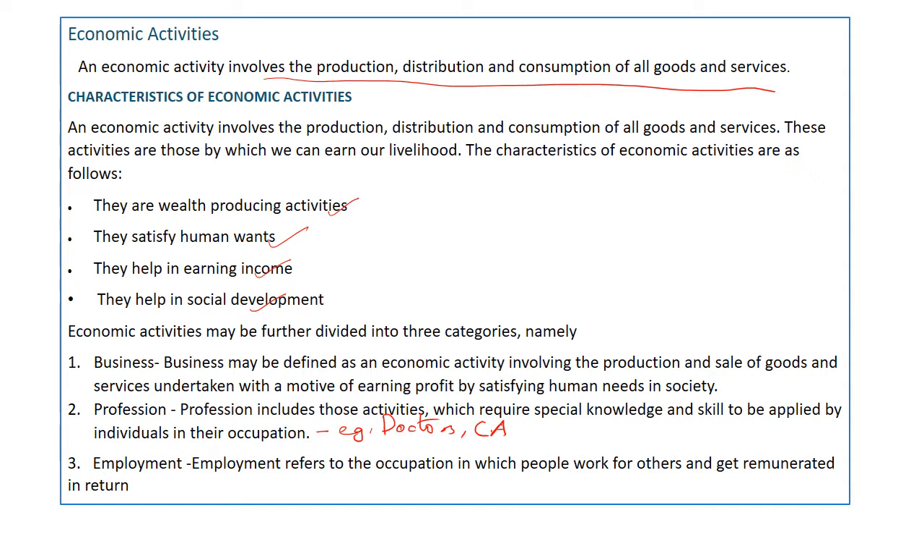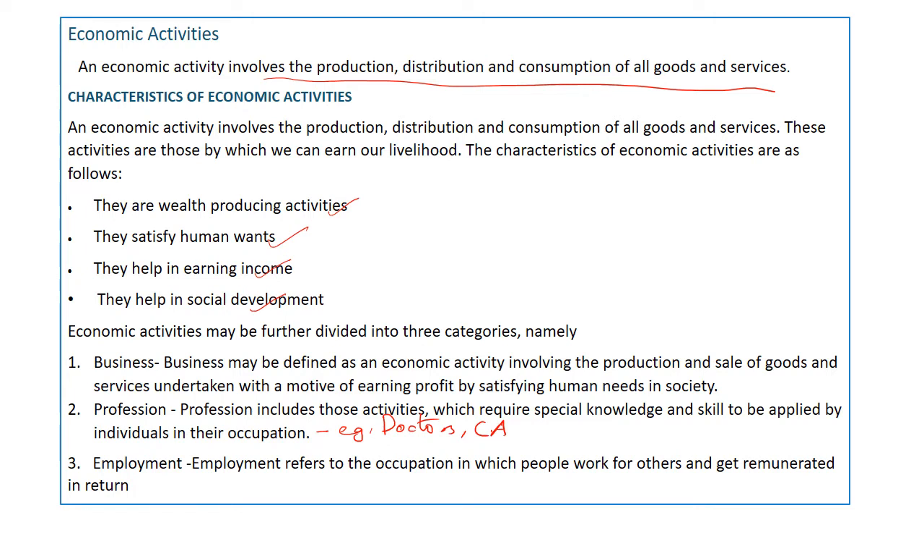They are wealth producing activities. That means when we are doing a business, you are generating profit and you are getting wealth. Second, they satisfy human wants. The business firms are producing goods and distributing them, and we are consuming those goods. By consuming those goods or services, we are satisfying our needs and wants. Then they help in earning income. If you are working for a firm, you get salary as remuneration, which means the economic activity is helping you in earning income.